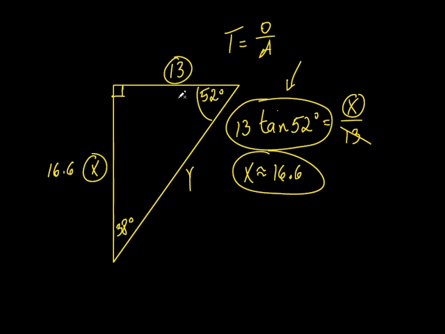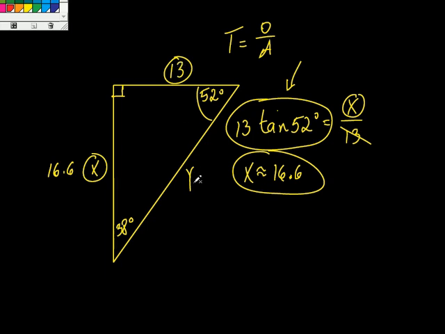All right, so what I'm going to do is just use a trig function to solve for y. Let's not use the 16.6. Let's just pretend that we didn't know this was 16.6. Let's solve for y from scratch. Is that all right? Let's use the same angle, so 52. Now, what is 13 and what is y? 13 is adjacent, and y is the hypotenuse.